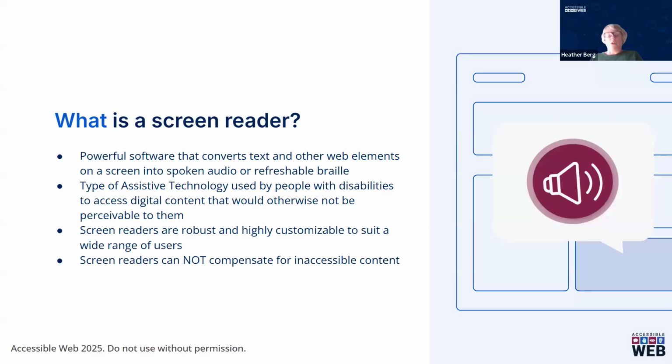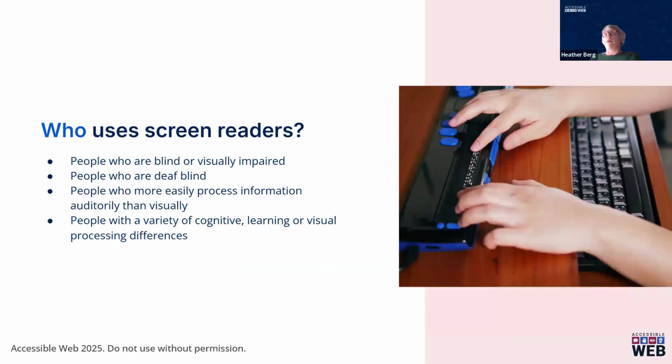So now that we know what screen readers are, let's talk a little bit about who is most likely to be using one in their day-to-day to access digital content. So first up, we have people who are blind or visually impaired and people who are deafblind. Those are probably going to be the majority of folks you'll find using screen readers. In particular, folks who are deafblind using that refreshable braille display for tactile input may be one of their only ways of consuming digital and online content.